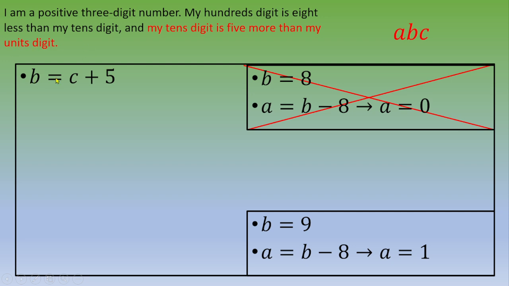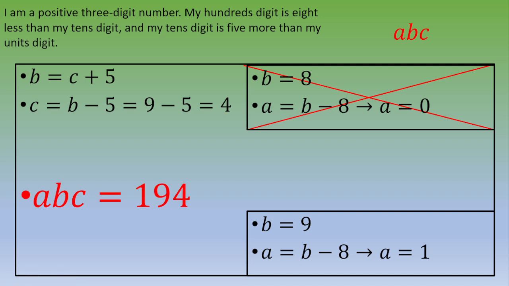So B equals C plus 5. We would like to know the value of C. So C equals B minus 5. The value of B is 9. So this is 9 minus 5. This is 4. So the final answer is 194.